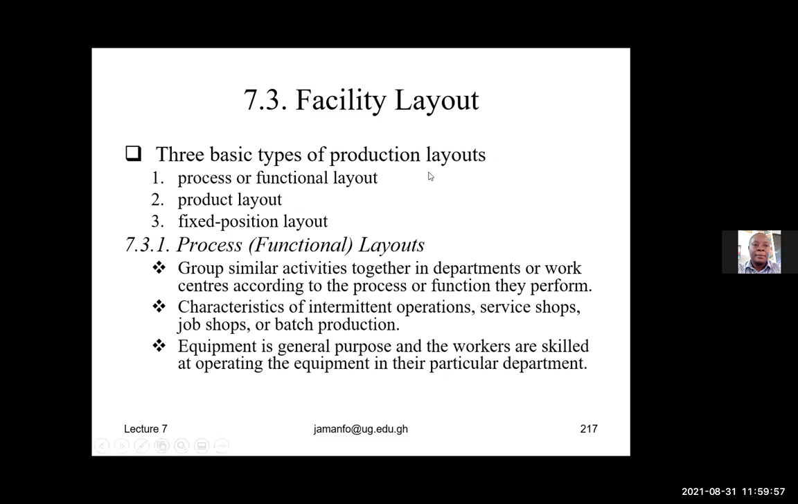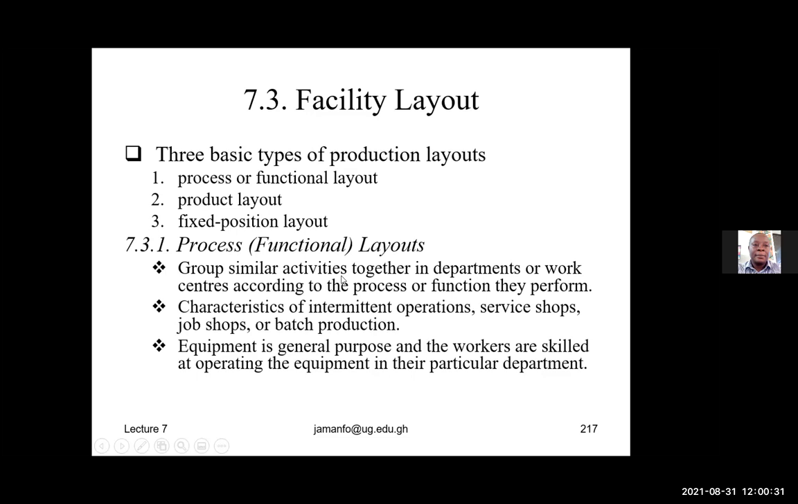So there are three basic types of production layout. The first one is a process or functional layout. The second one is a product layout. Please note, product layout is not the same as process. Process or functional layout, product layout, and fixed position layout. So let's pick them one after the other. What is a process or functional layout?